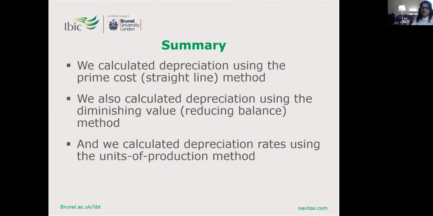And then, that's it for this lesson. So we tried to calculate depreciation by using 3 different methodologies, and then we compared them to see in which situation we need to use which one.